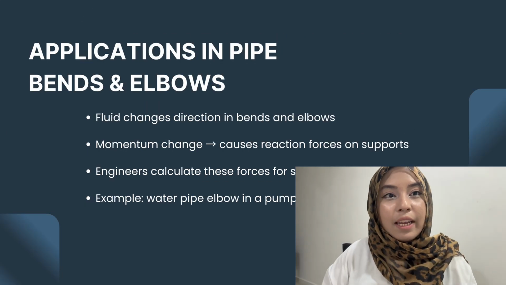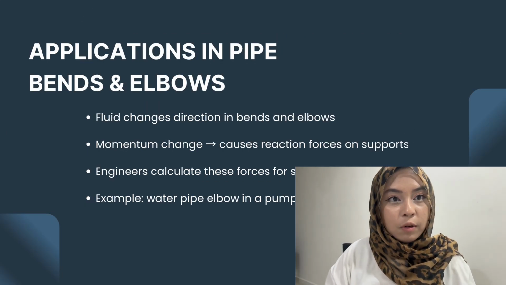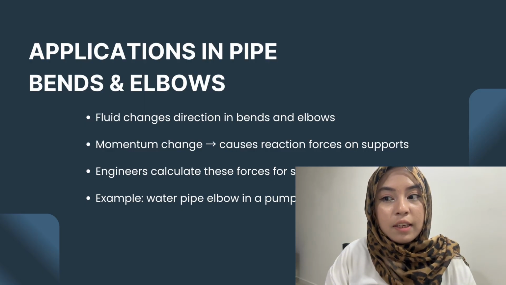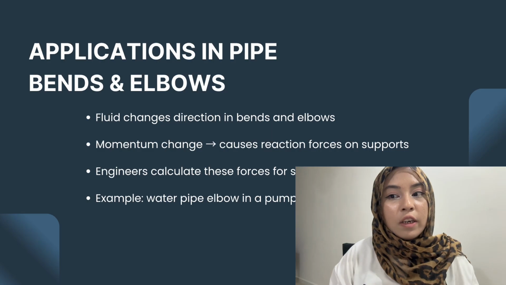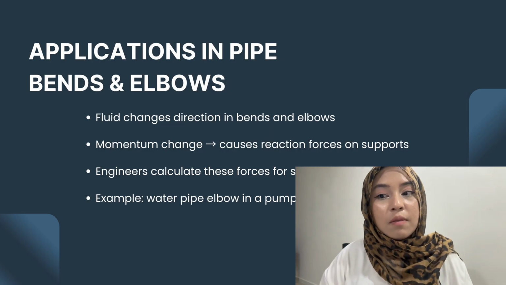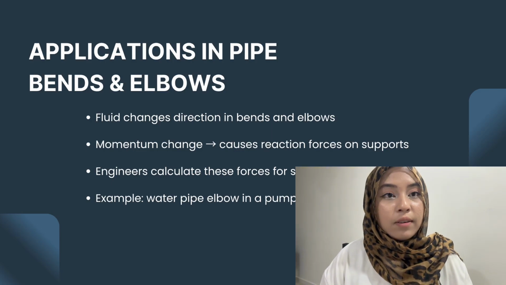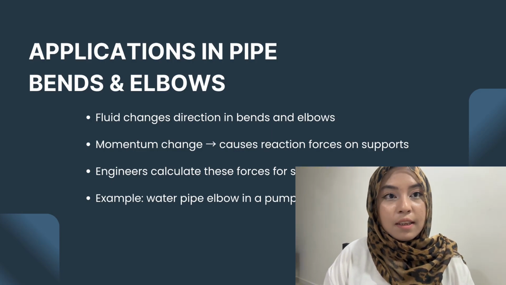In pipe bends and elbows, the direction of flow changes, causing a change in momentum. This creates a reaction force on the pipe supports. Engineers must calculate this to make sure the system is strong and safe, especially in pumping or water supply systems.